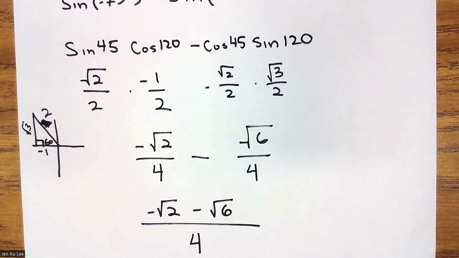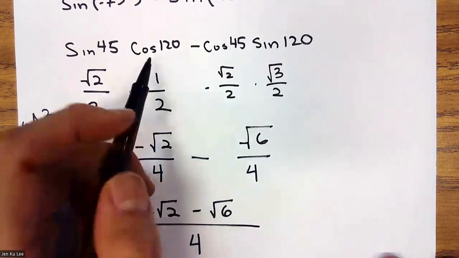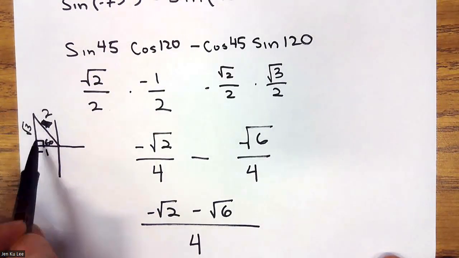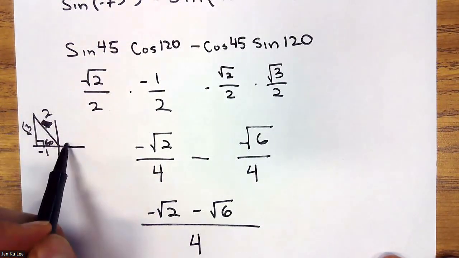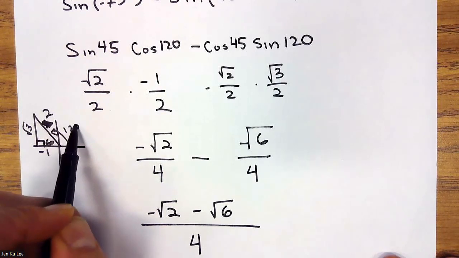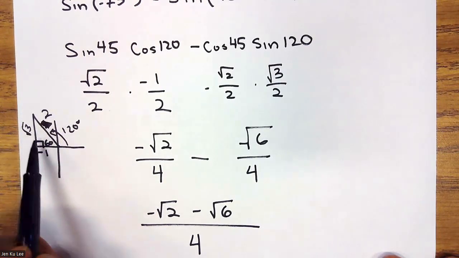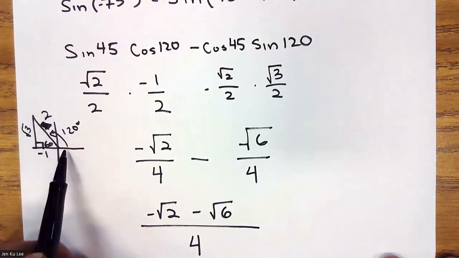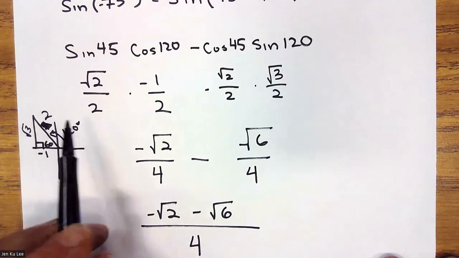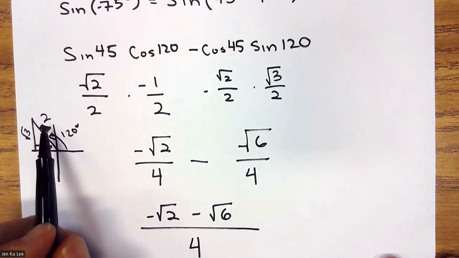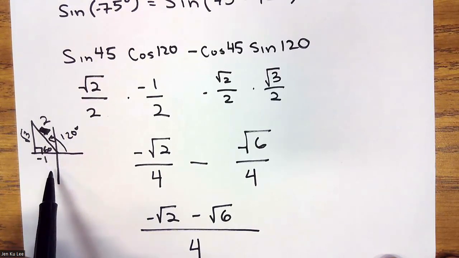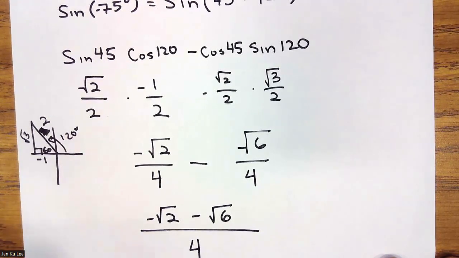Questions on that? Yeah. Cosine of 120 is going to be this triangle here, because this is 120. It's this reference triangle where cosine is going to be x over r, or adjacent over hypotenuse. Okay?